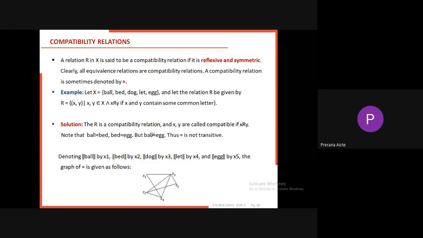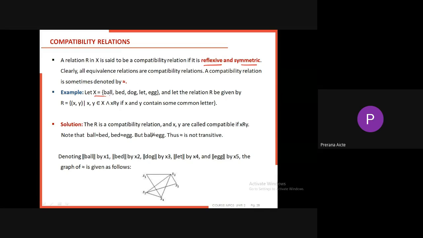Next one, compatibility relation. When can we say that a relation is a compatibility relation? If it follows these two properties, the reflexive property and the symmetric property, only these two, then I can say that it is a compatibility relation. See here, this is the example.